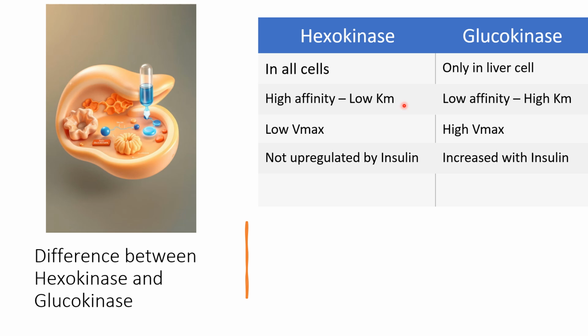Similarly, when the glucose is presented to the cell, the liver should not be in a rush to take up the glucose into the liver cells. Then all the other cells will starve, isn't it? Logically speaking, this is how the concept is, right?